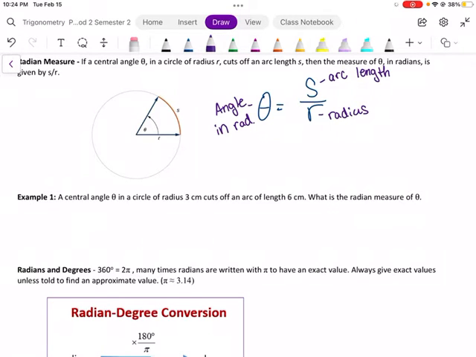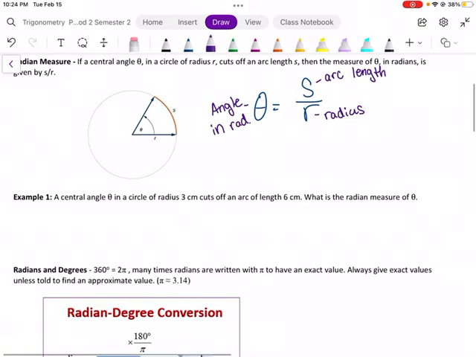Like example 1: a central angle theta in a circle of radius 3 centimeters cuts off an arc length of 6 centimeters. What is the measure in radians of theta? So we know r is equal to 3 and s is equal to 6. That gives us enough information to figure out what theta equals, and this is going to end up giving us 2 radians.